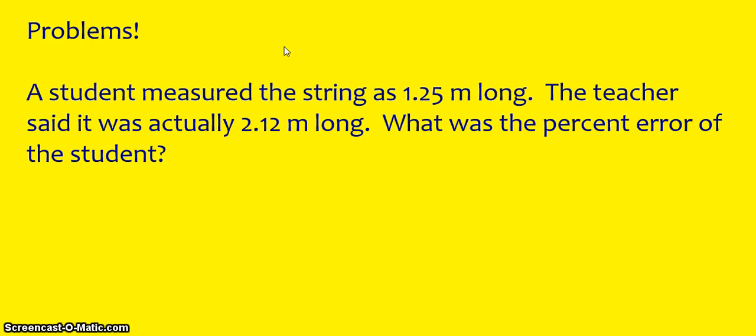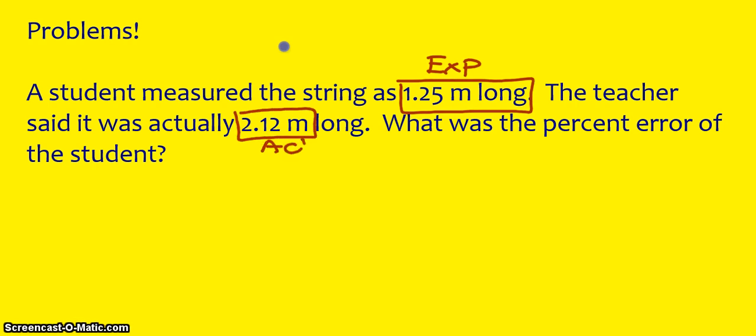So let's take a look at a sample problem for percent error, and we're going to use our analyze the prompt strategy for it. So a student measured the string as 1.25 meters long. The teacher said it was actually 2.12 meters long. What was the percent error of the student? So here I boxed my variables. We have an experimental value and an actual value. And then I'm going to box and star percent error.